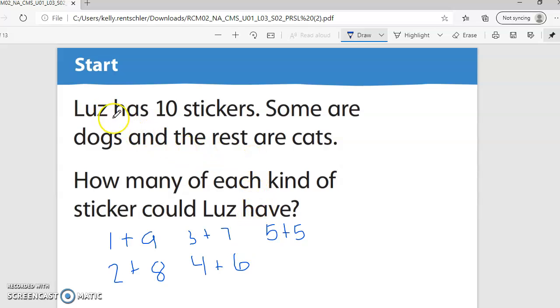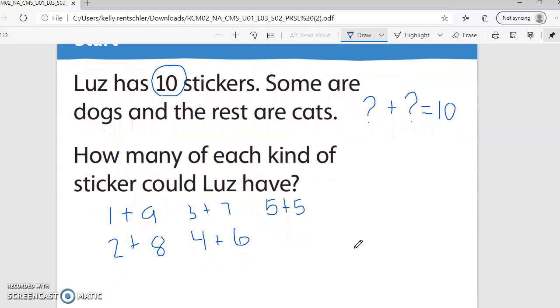So when we look at this and it says he has 10 stickers, some are dogs and some are cats, he's really just saying something plus something equals 10, and you get to pick these two numbers as long as they equal 10. So you could pick any of these equations down here or the ones that I said when I reversed the facts. I hope that this makes sense.